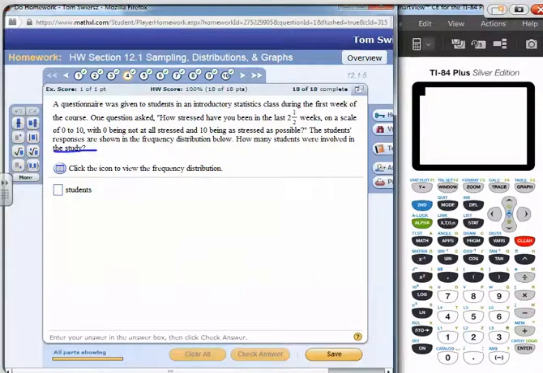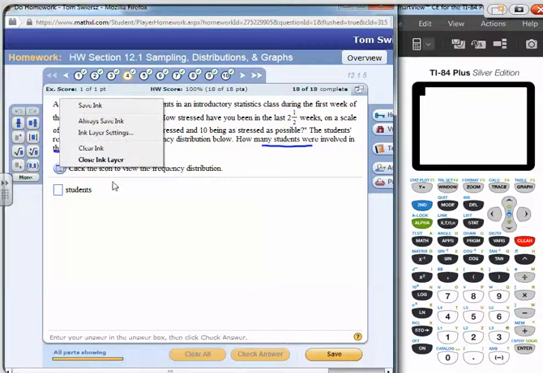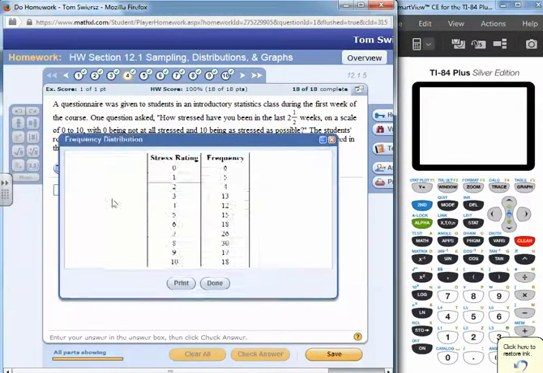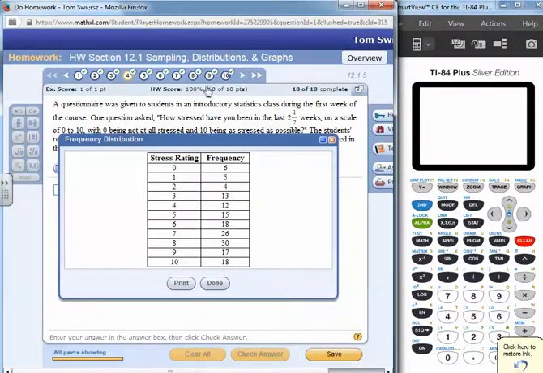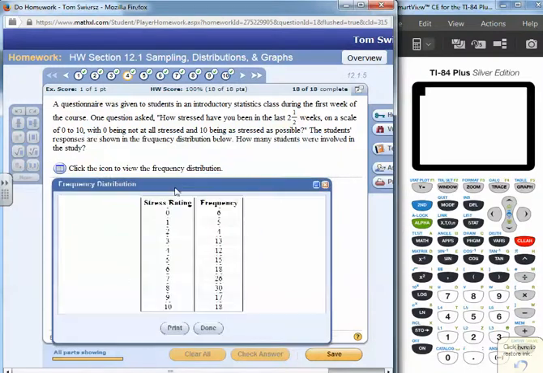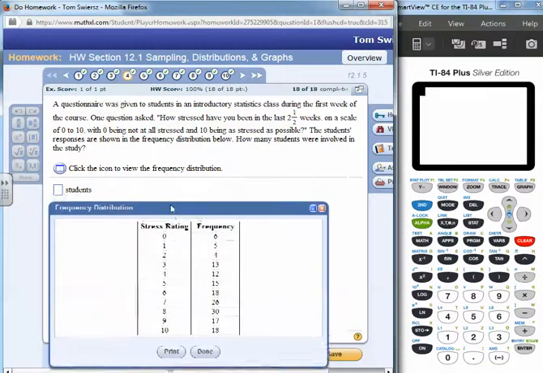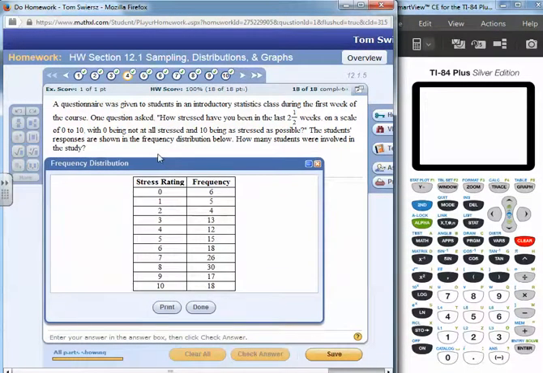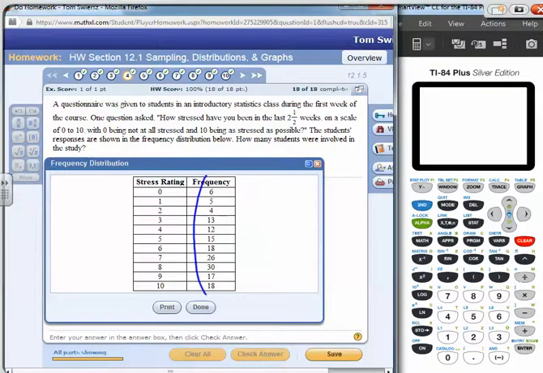How many students were involved in the study? So the total number of students. So we've got to click the icon to go ahead and get the frequency distribution. Now, how many students were involved in the study? Again, the number of students is given by the frequencies.